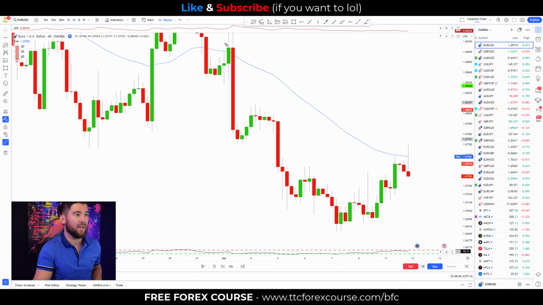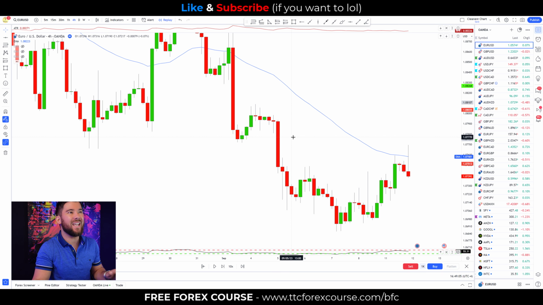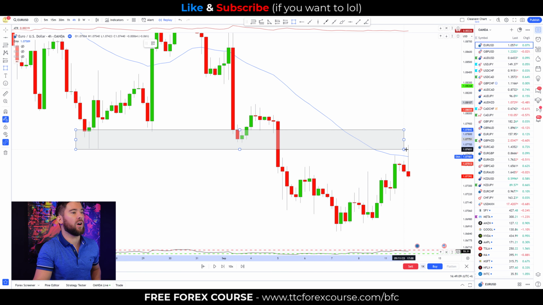Do we have a pullback? 1, 2, 3. The pullback is coming into the previous level of support. So yes, we have a pullback too. What's the next step? We're going to be creating a zone in our previous level of support, just like that.